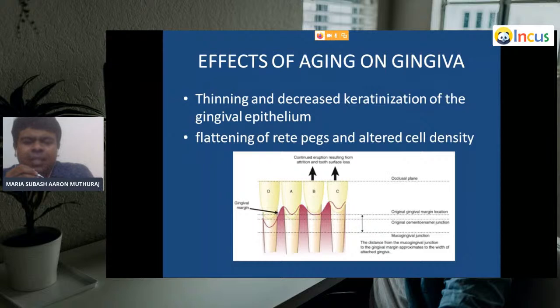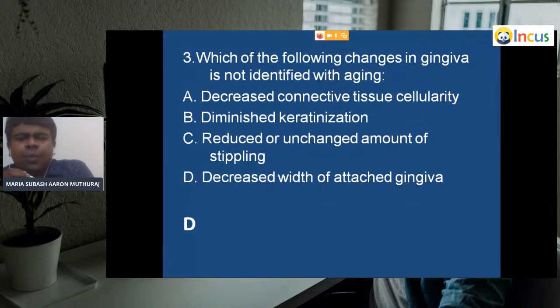Other effects will be thinning and decreased keratinization of the gingival epithelium, flattening of rete pegs and altered cell density. Therefore, the answer should be D, because there will be an increase in width of attached gingiva with aging, not a decrease in the width of attached gingiva.